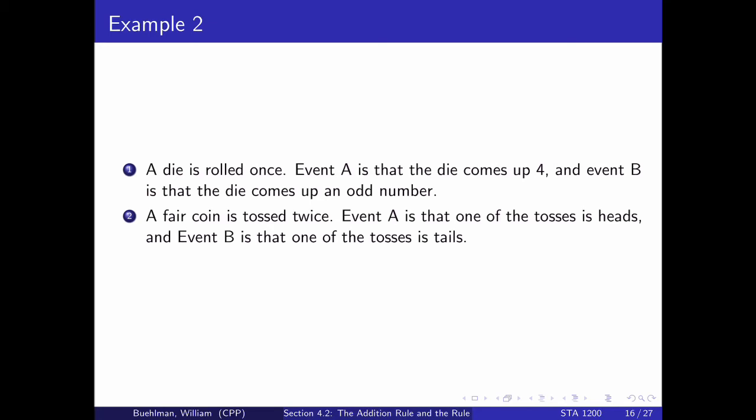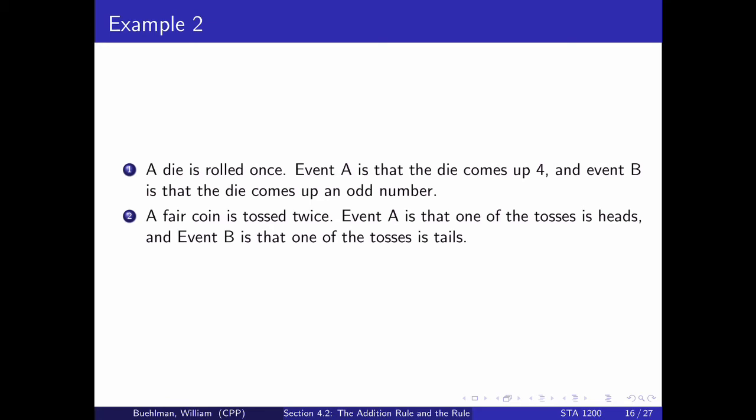Event A is that the die comes up a 4. Event B is that the die comes up an odd number. So I want you to think about that for a second. Is it possible for a die to come up as 4 and an odd number at the same time? So go ahead and think about that. Hold on to your answer. We'll come to the solution in a second.